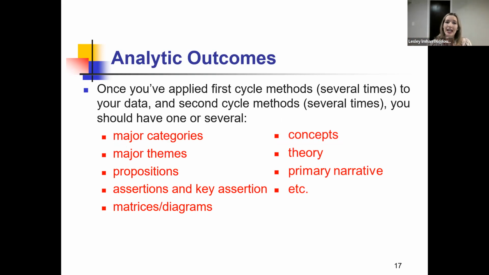So we want to think about analytic outcomes. Once we've applied our first cycle methods, which is our coding, then we've looked at our second cycle methods, which are related to thematic development, our more abstract thinking, our data visualization, our data matrix creation. You should have one of several. So you should either have major categories, major themes, you should have your diagrams, concepts, primary narratives, etc.